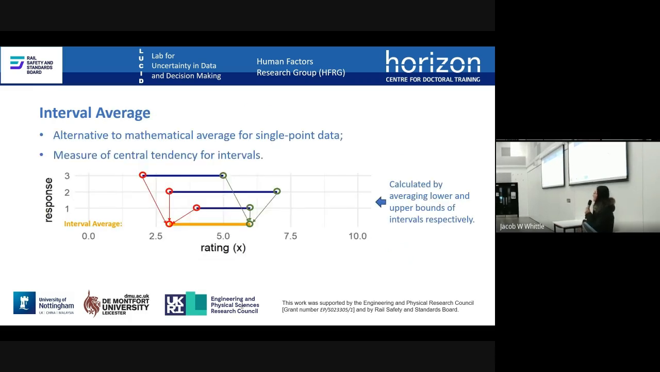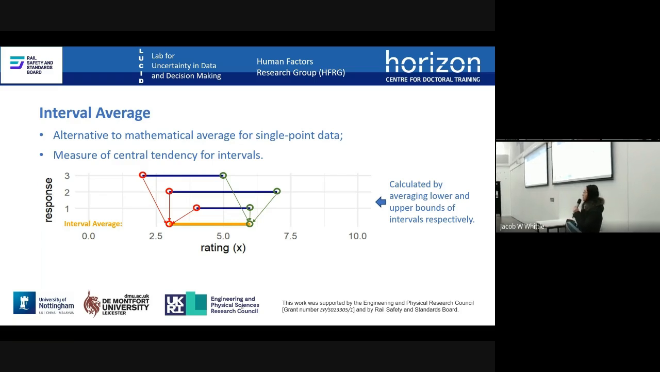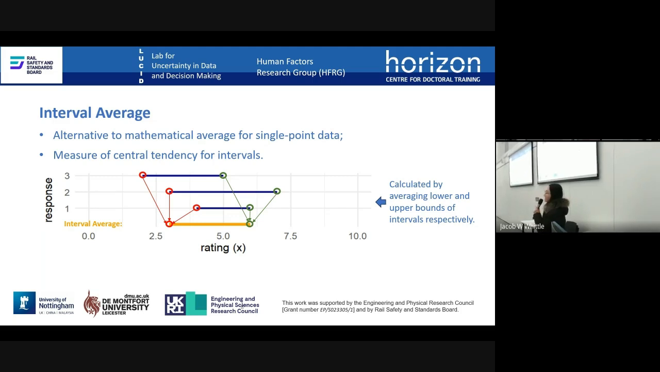We also have a measure of central tendency, the interval average. It works quite similarly to the mathematical average. Instead of dealing with single point data, we treat each interval as its lower bound and upper bound, and so we operate on those respectively.